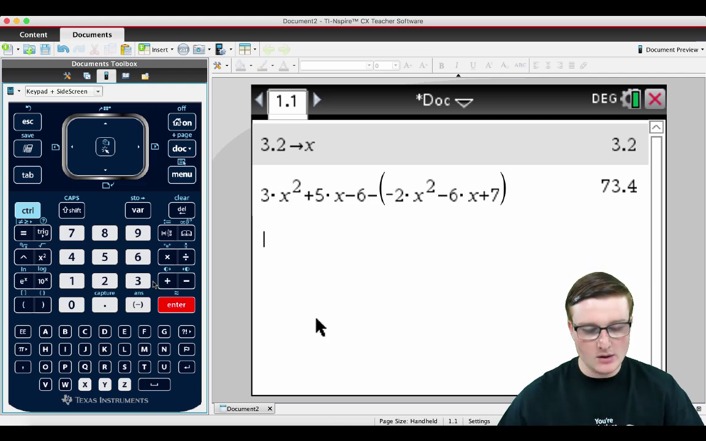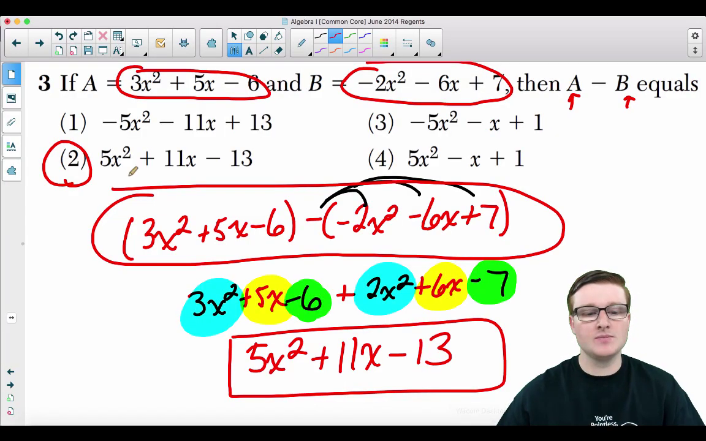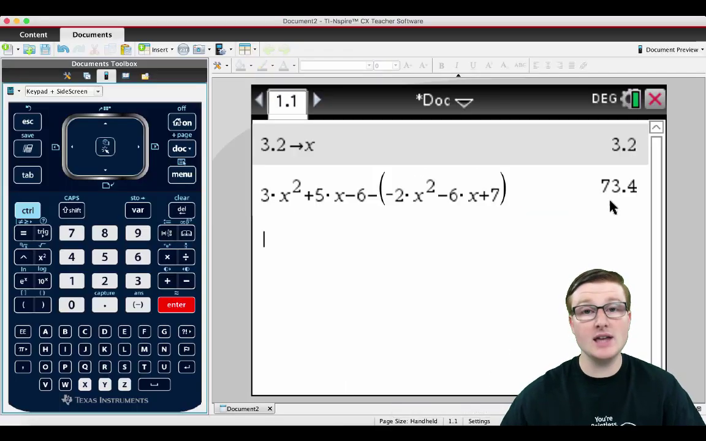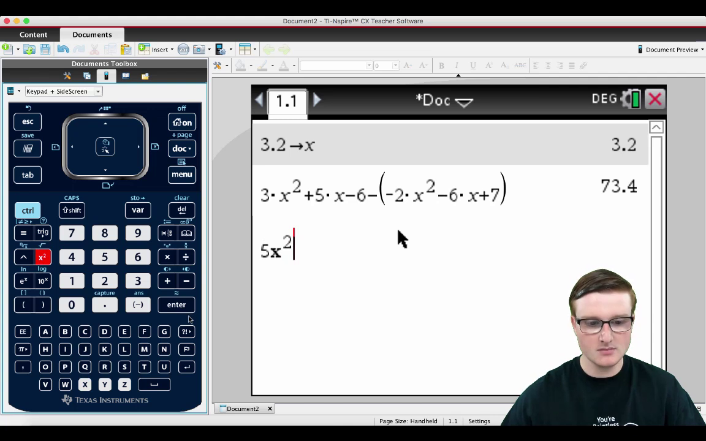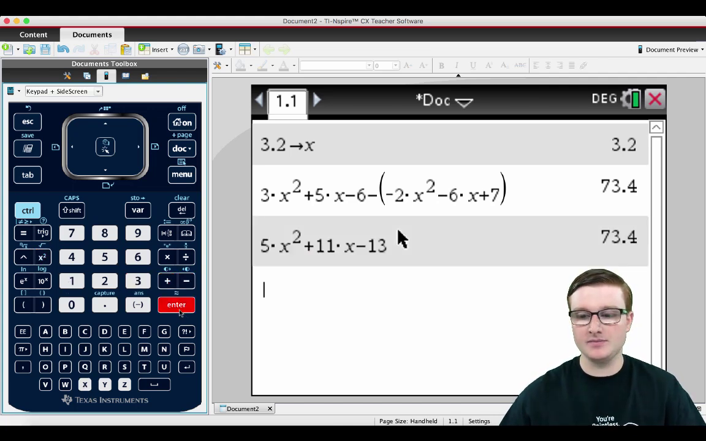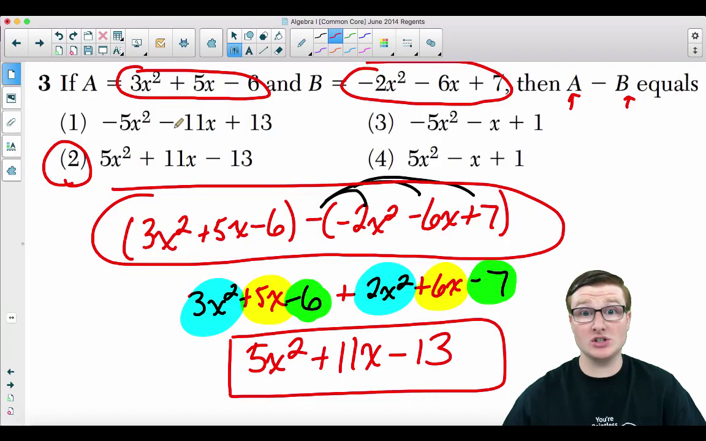Fine. Now, if you go look at choice 2, type in this answer and see if you get the same result. See if you get 73.4. If you type in 5x squared plus 11x minus 13, look at that, you get 73.4. So that is the correct answer. So it's going to be choice 2.